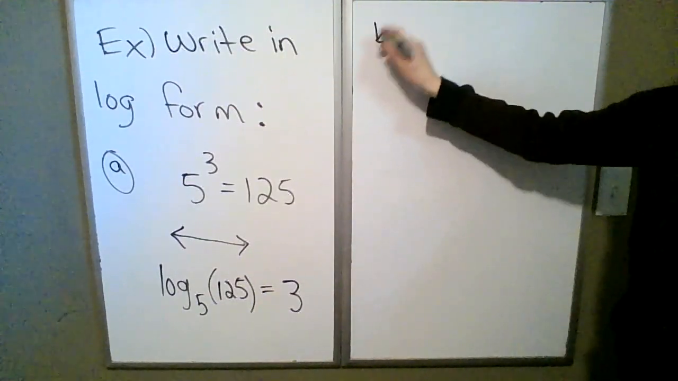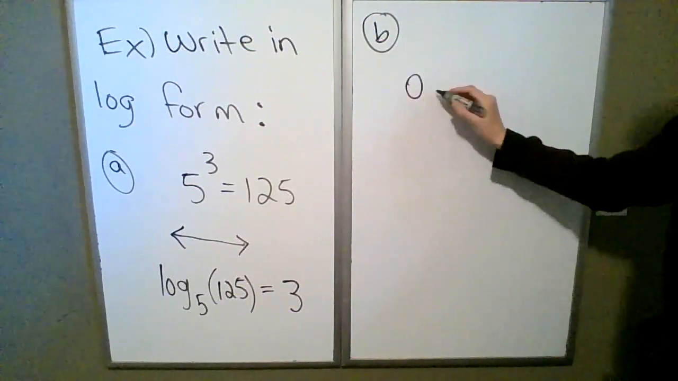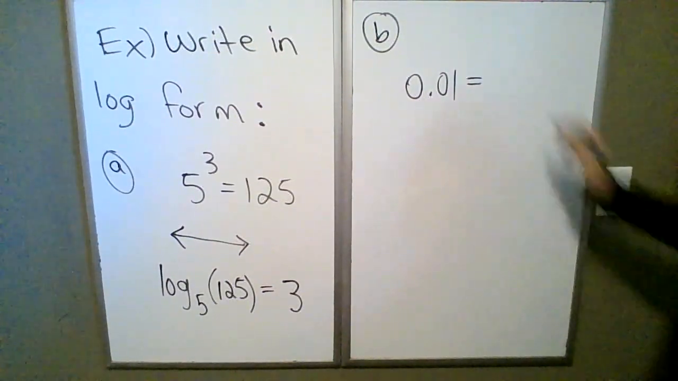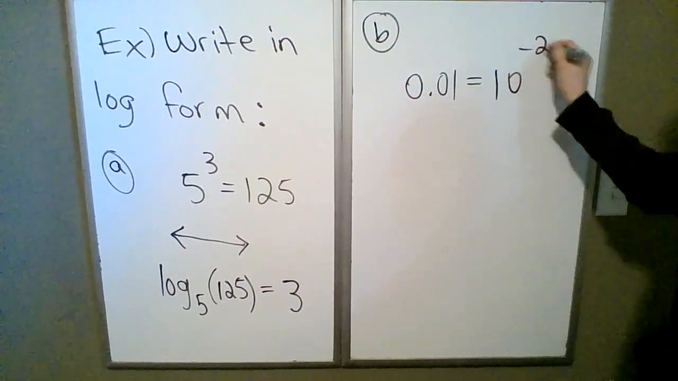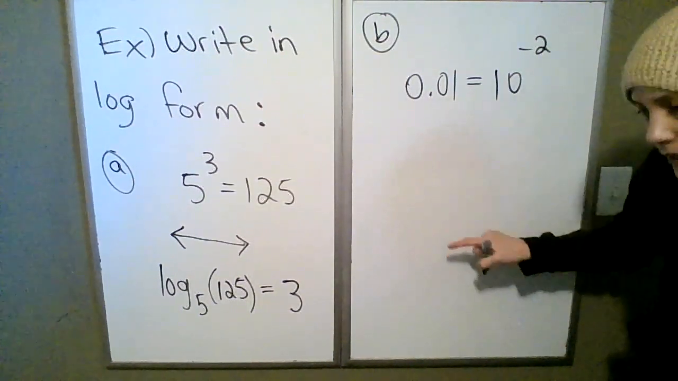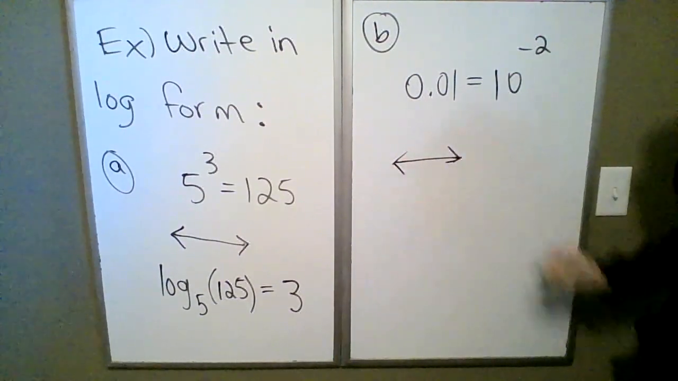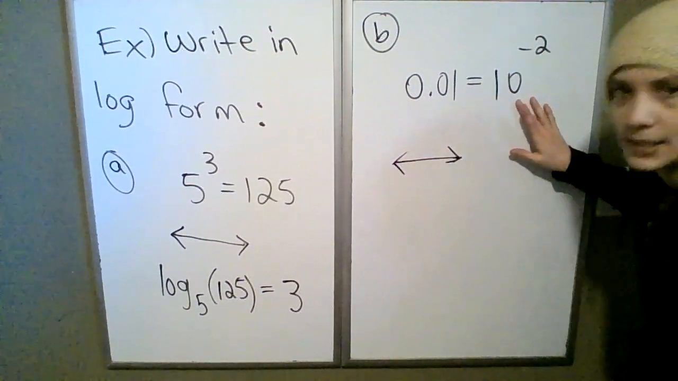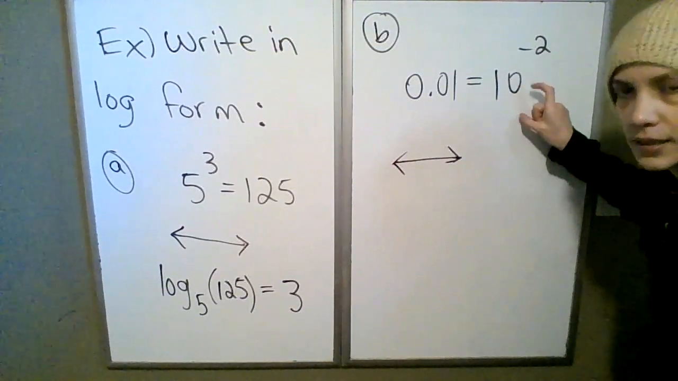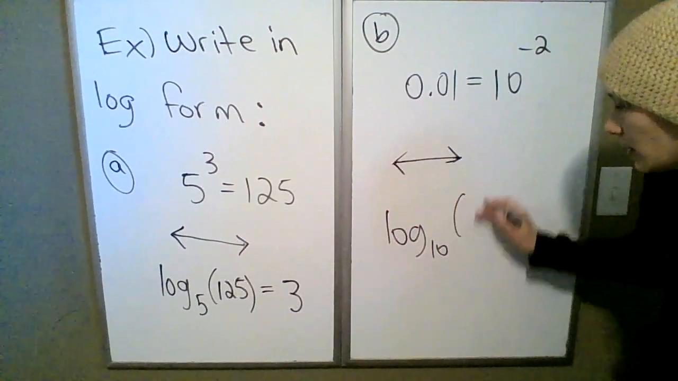Okay, let's try another. When you have 0.01 equal to 10 with the power of -2. This is equivalent to, see, this side has a base 10 with the power -2. So use this as the base of the log.